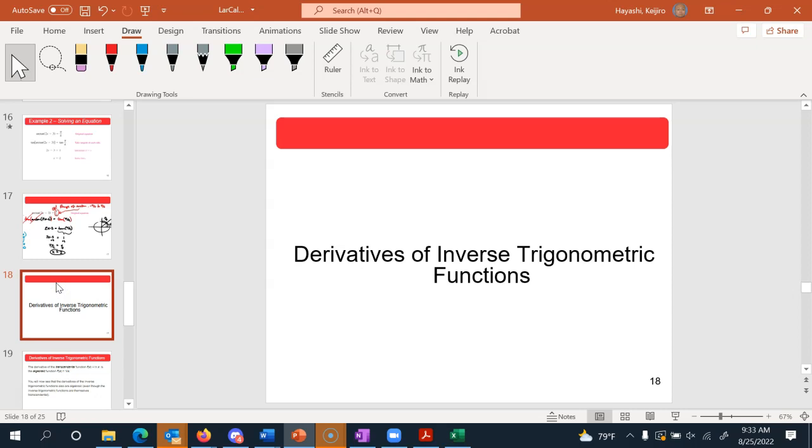And so, there are 6 inverse trigonometric functions. You're only going to really need to learn the derivatives of 3 of them, for a reason that's going to become immediately apparent.